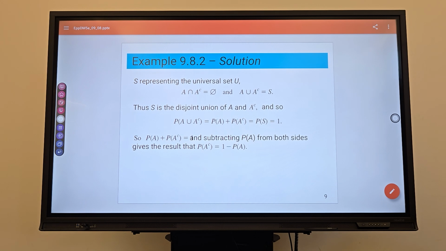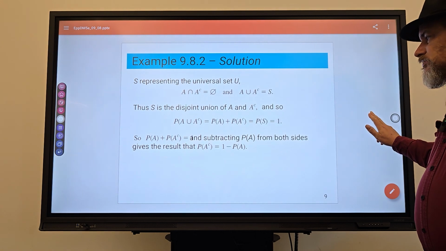And so, the probability of the union of A and the complement of A is the probability of A plus the probability of the complement of A, which is equal to the probability of S, which equals 1. So the probability of A plus the probability of the complement of A is equal to 1. And subtracting the probability of A from both sides gives the result that the probability of the complement of A is equal to 1 minus the probability of A.